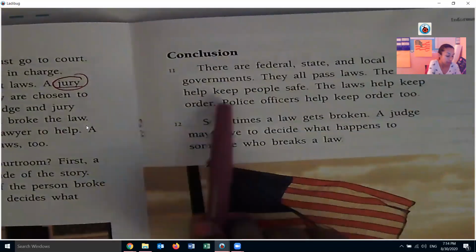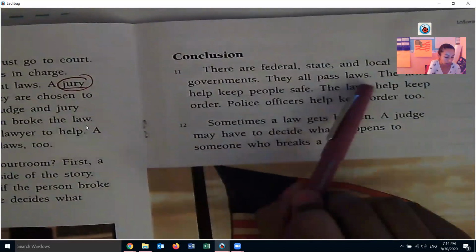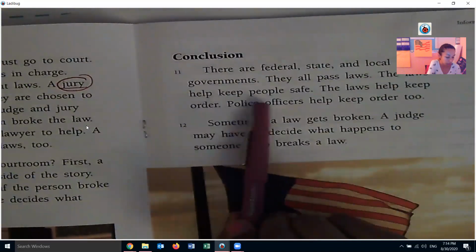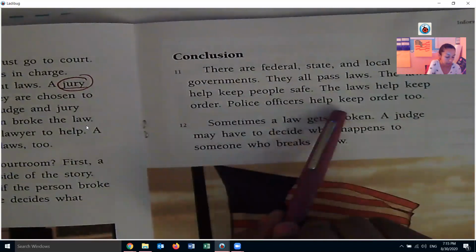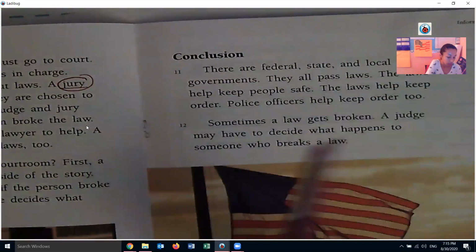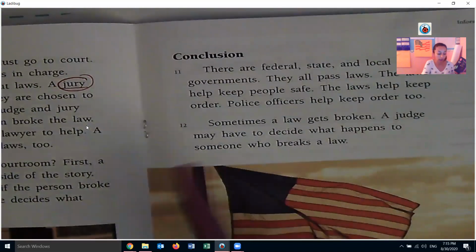In conclusion, there are federal, state, and local governments. They all pass laws. The laws help keep people safe. The laws help keep order. Police officers help keep order too. Sometimes a law gets broken. A judge may have to decide what happens to someone who breaks the law.